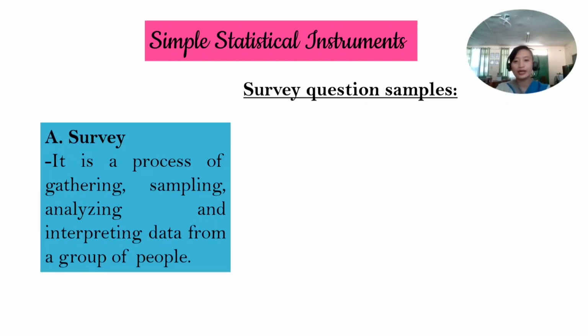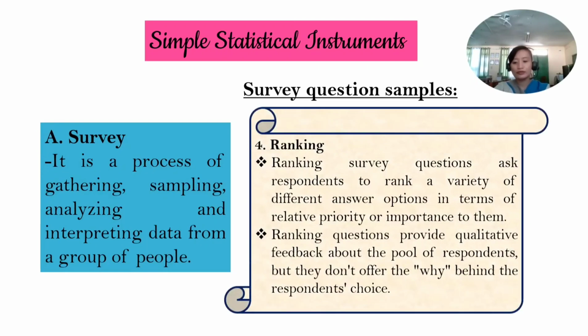And the fourth example of a survey is ranking. Ranking survey questions ask respondents to rank a variety of different answer options in terms of relative priority or importance to them. Ranking questions provide qualitative feedback about the pool of respondents, but they don't offer the why behind the respondent's choice. So no explanation, you just have to rank.